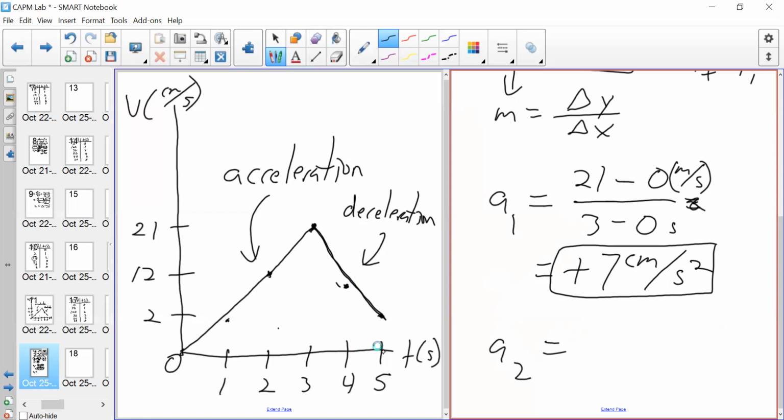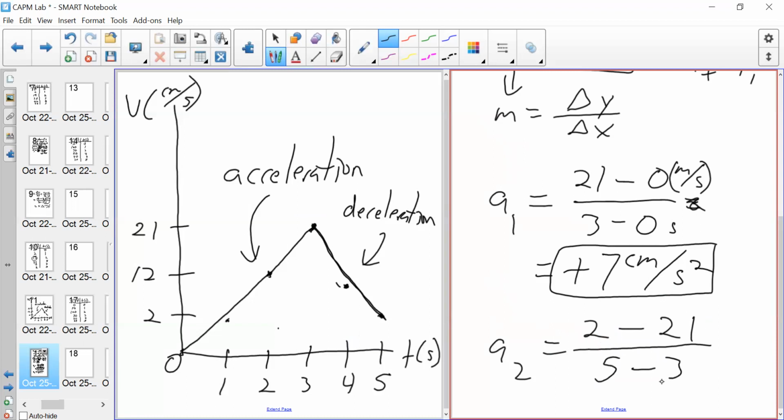So at 5 seconds, my final velocity is going to be 2 minus 21, because I'm going from 3 to 5. I'm taking the acceleration between this common point, 0 to 21, and then 21 down to 2. This is a non-differentiable point there. But anyway, you'll learn about differentiability when you go to calculus. All right, so 2 minus 21 divided by 5 minus 3.